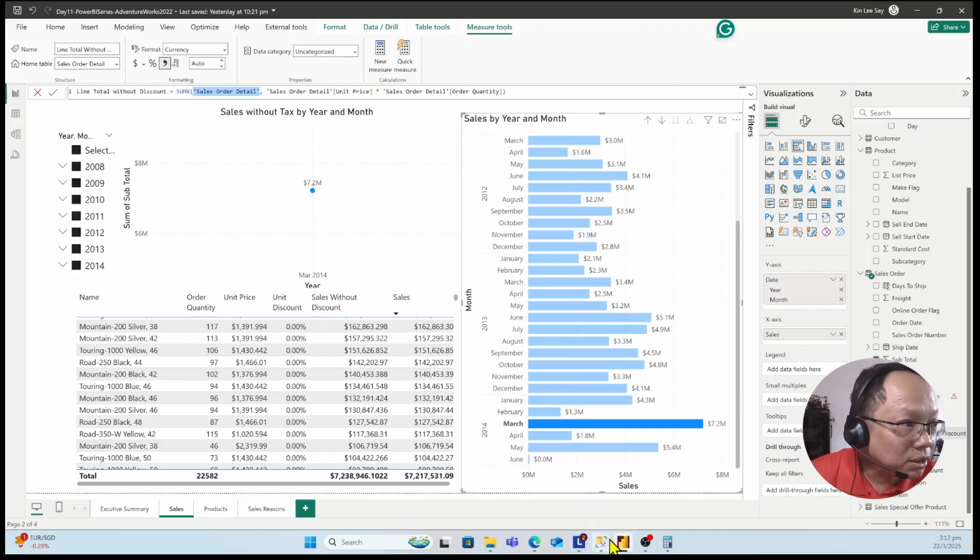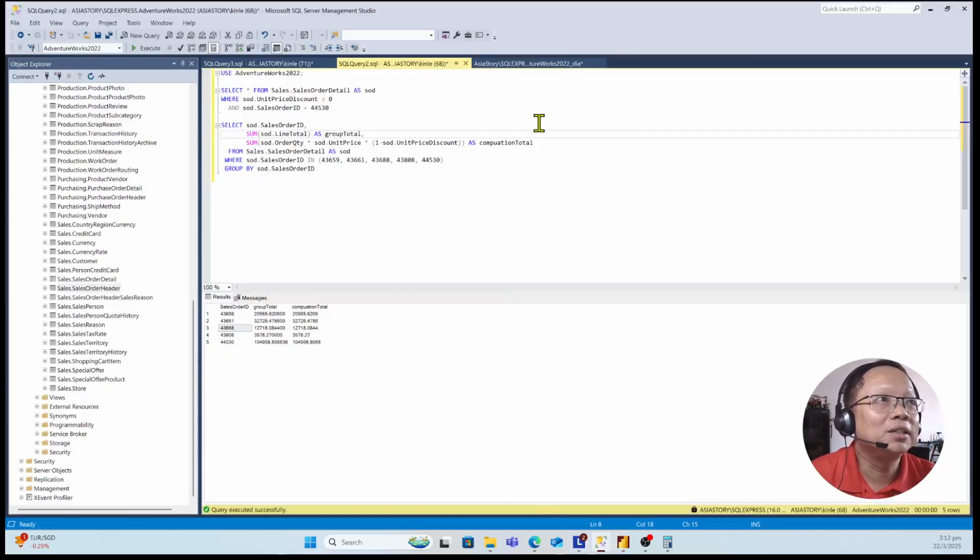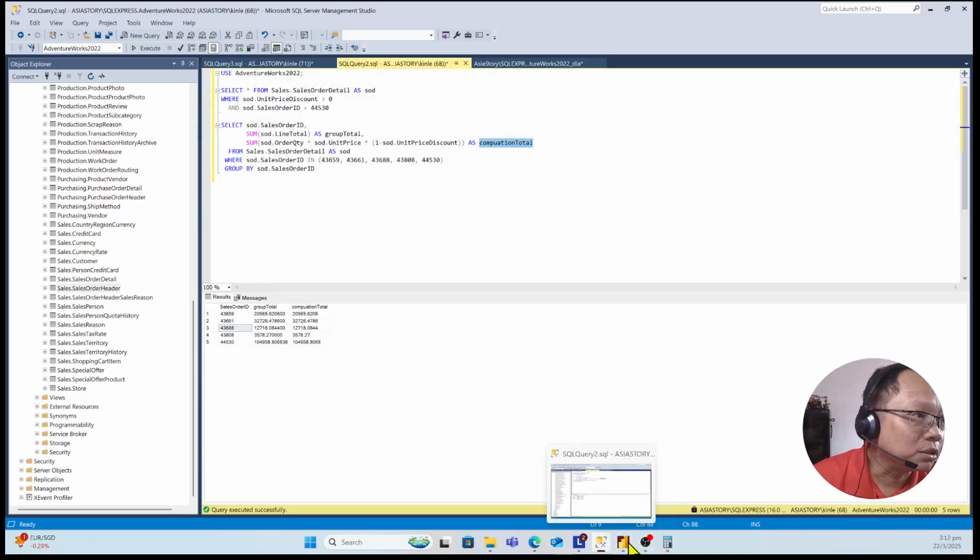Okay, unlike the query I did here, I did multiply by the unit price discount, so 1 minus unit price discount. So I get the computational total here. I'm just doing this for fun and just to test it out. Okay. Nothing fancy.